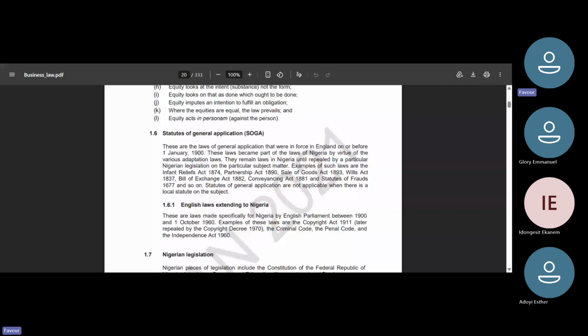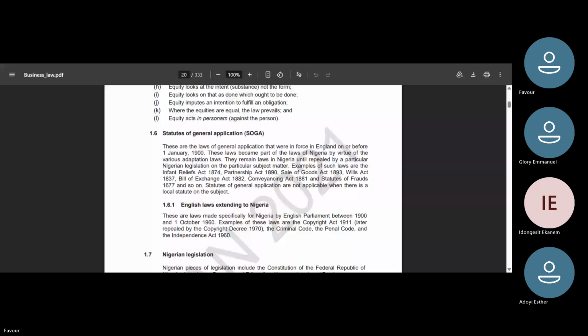So from the laws established in England before 1st January 1900, is there any law that pertains to this particular issue? If yes, okay, we are going to apply it in our judgment, right? And most of those laws will remain laws in Nigeria until Nigerian legislation comes on.